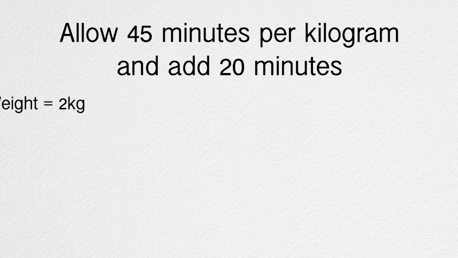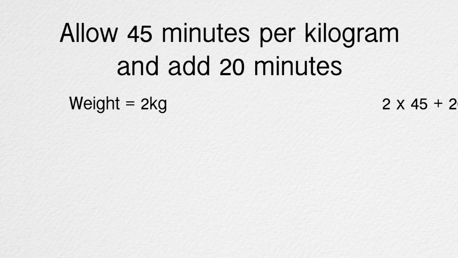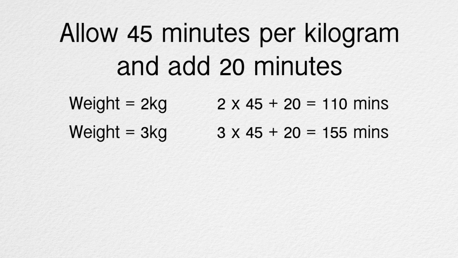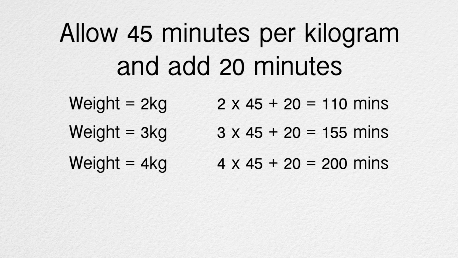So, if we have a 2 kilogram chicken, then that's 2 multiplied by 45 add 20, which is equal to 110 minutes. If we had a 3 kilogram chicken, then that would be 3 multiplied by 45 add 20, which is equal to 155 minutes. And if we have a 4 kilogram chicken, then it's 4 multiplied by 45 add 20, which is equal to 200 minutes.